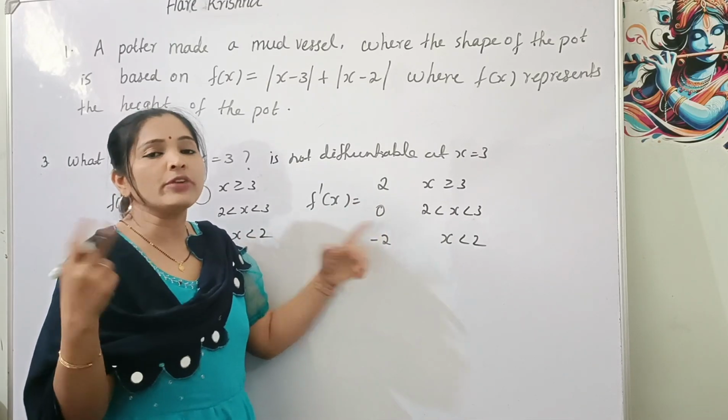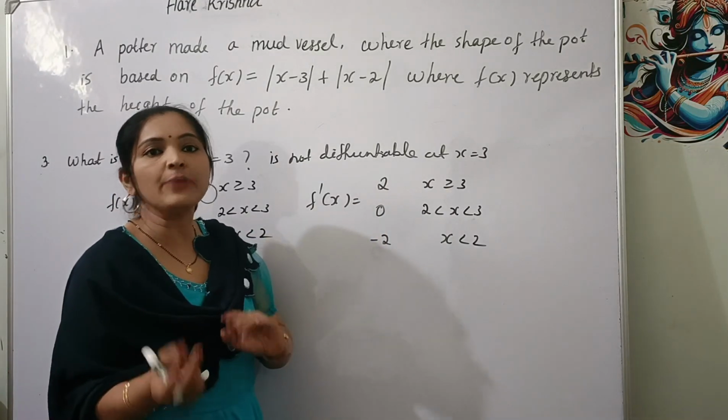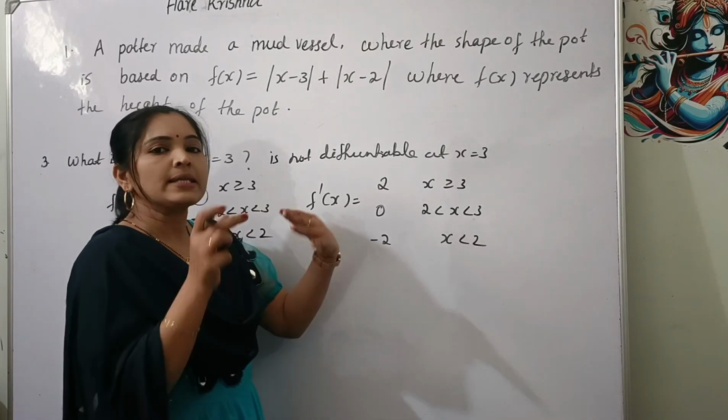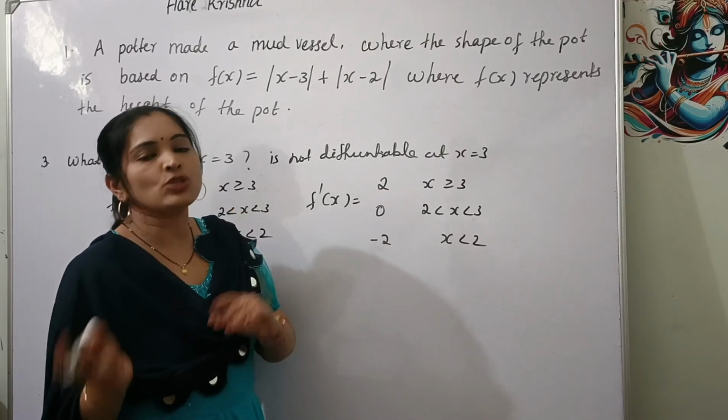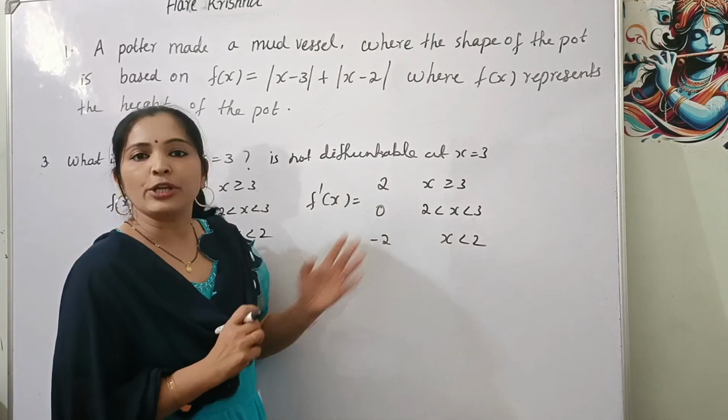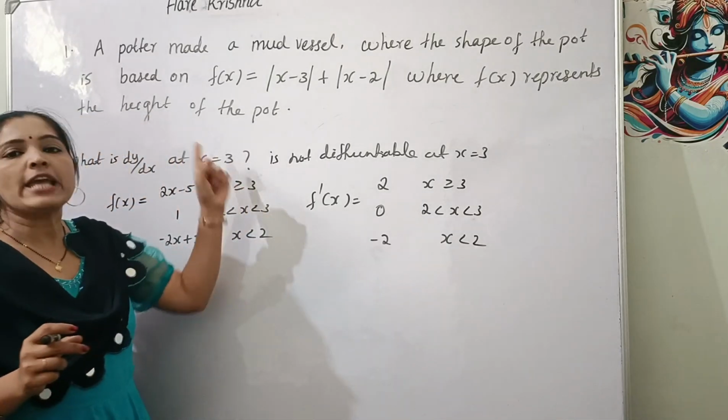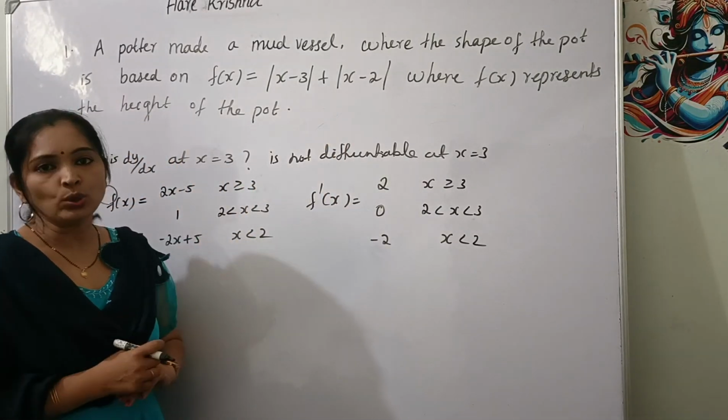For a differentiable function, as we have already studied, the left hand derivative and right hand derivative should be equal. But here, these are different. Therefore, this function is not differentiable at x is equal to 3.